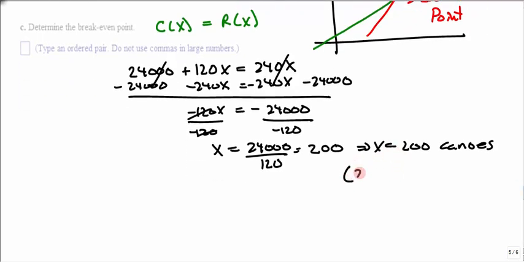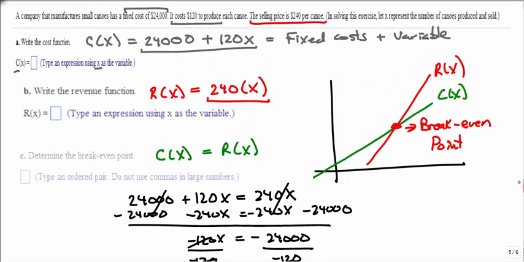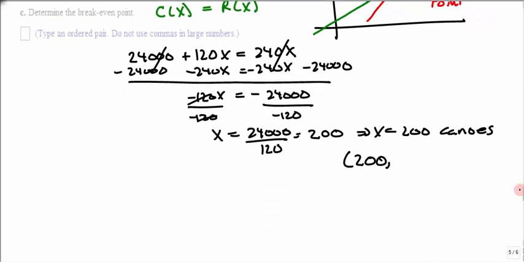If x is 200, what is y? Well, to find y, I could plug it into this equation for cost or this one for revenue. It doesn't matter. I think I'll plug it into 240x. So this value of y comes from 240 times x. We decided x was 200 for our break-even. So if I take 240 times 200, my y value is 48,000.